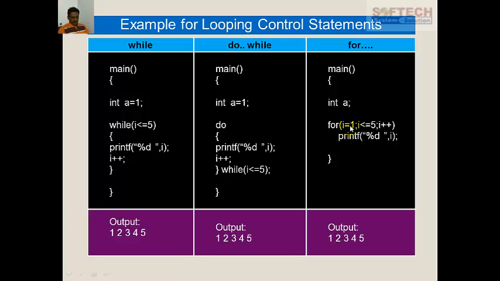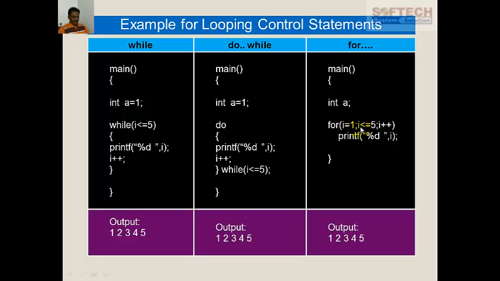Integer I equal to 1, I less than or equal to 5, I plus plus, just to print. First it enters the for loop. It initializes integer I. Here it's a typing mistake, we put I equal to 1. So first it initializes the value 1 to I.